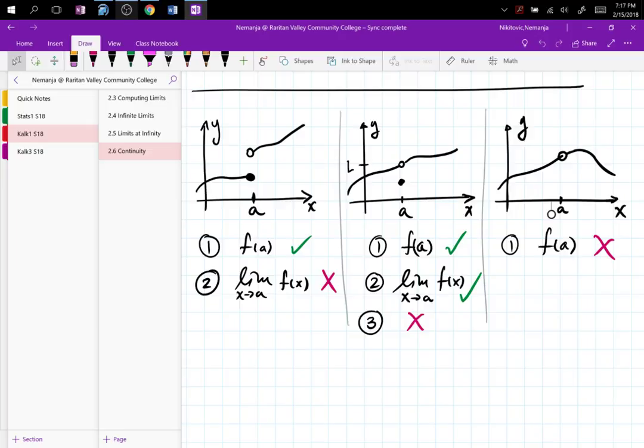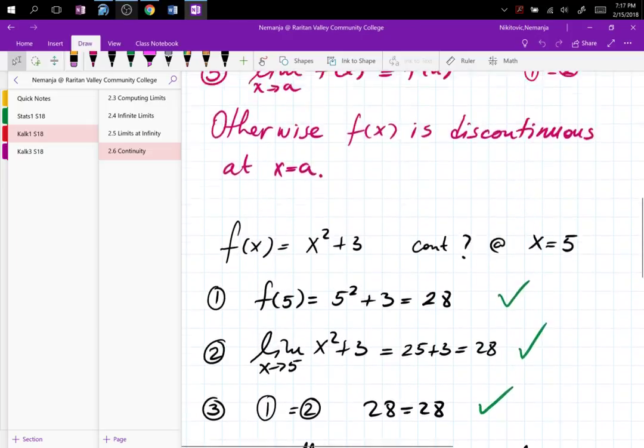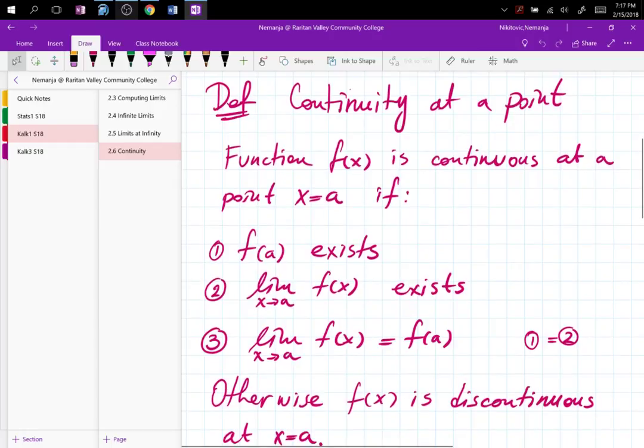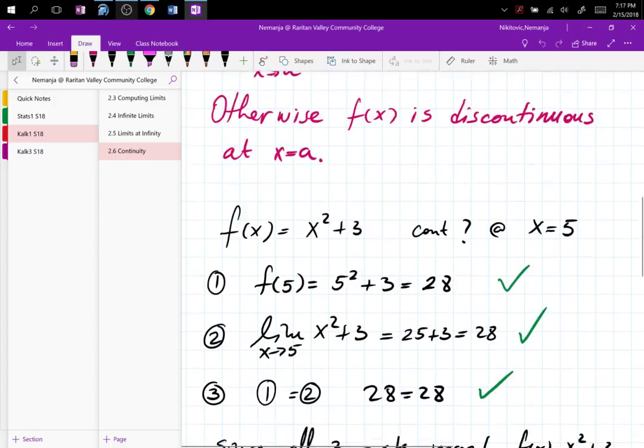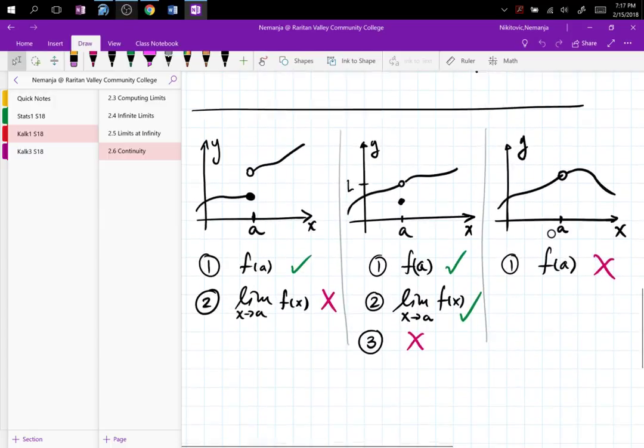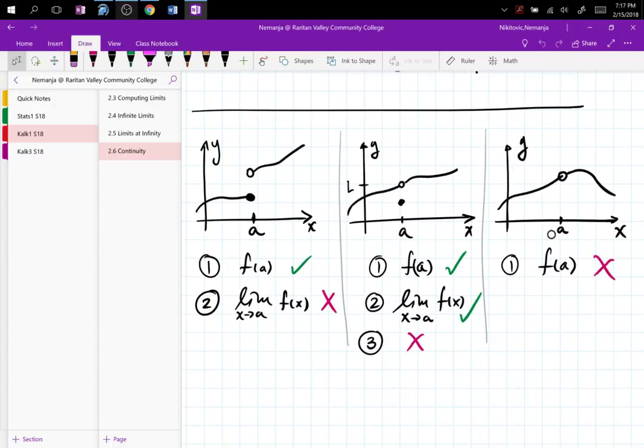So what do we know so far? We know that the function is continuous at the point if it satisfies all three rules, and if it fails on any one of the three rules, it's discontinuous at that point. And these were the ways in which you can have a discontinuous function.